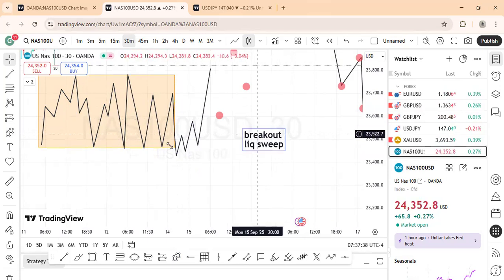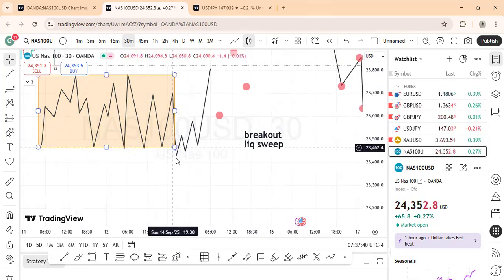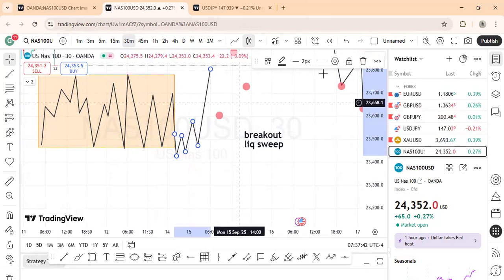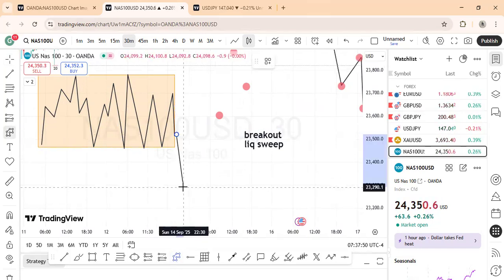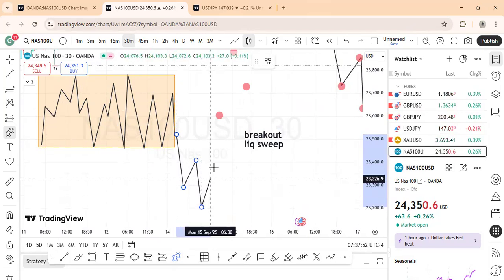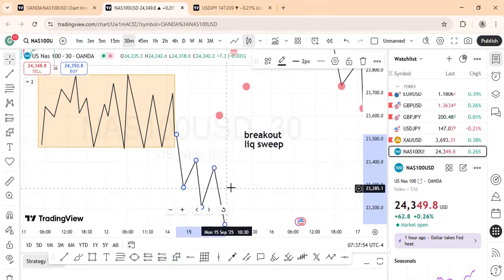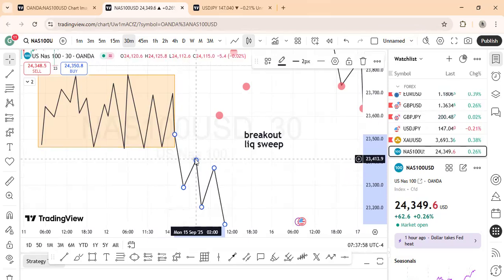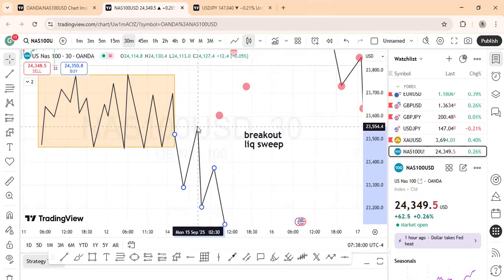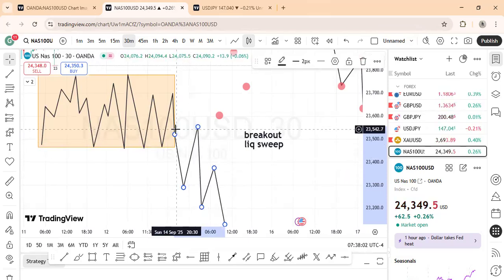A liquidity sweep is always quick. It just takes the liquidity quickly and then reverses immediately. A breakout does not reverse immediately. A breakout is going to break out clearly and then continue downwards. It does not just reverse immediately. That is the difference between a liquidity sweep and a breakout, right?